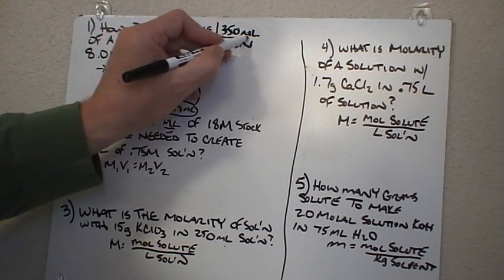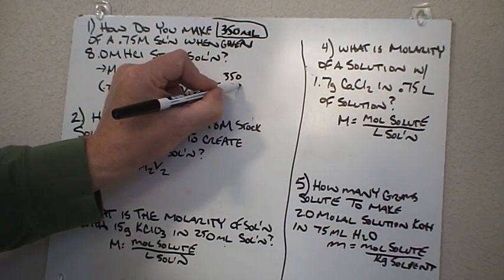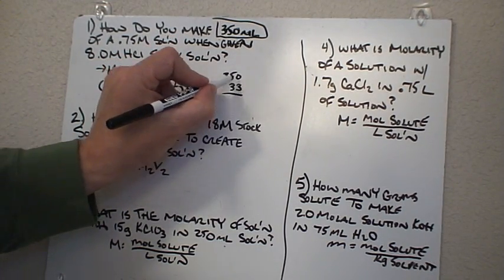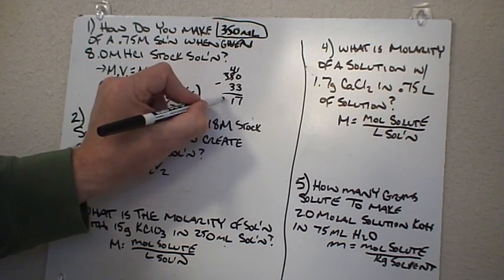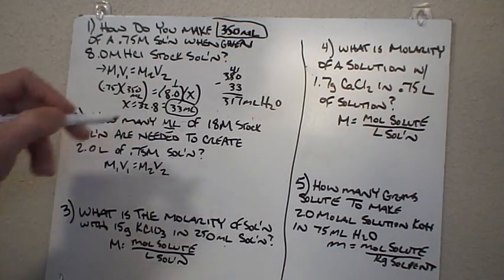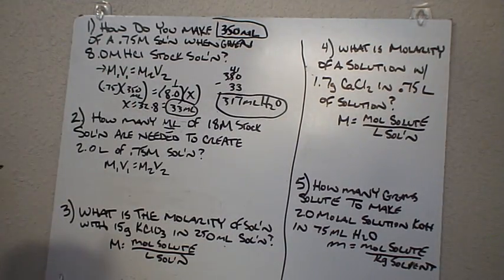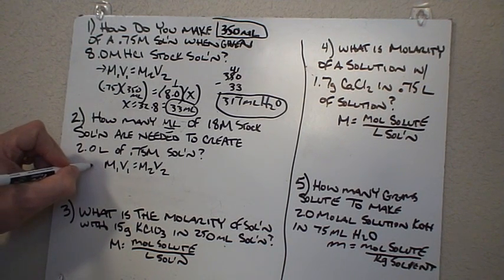The question is, how do I actually make it? Well, I have 350 milliliters total minus my 33 milliliters of stock solution, so 317 milliliters of water. Okay, you add the acid to the water, and you have your two values. So that was a 2-point question. Now this one, we take a look. There is a hidden trick here.